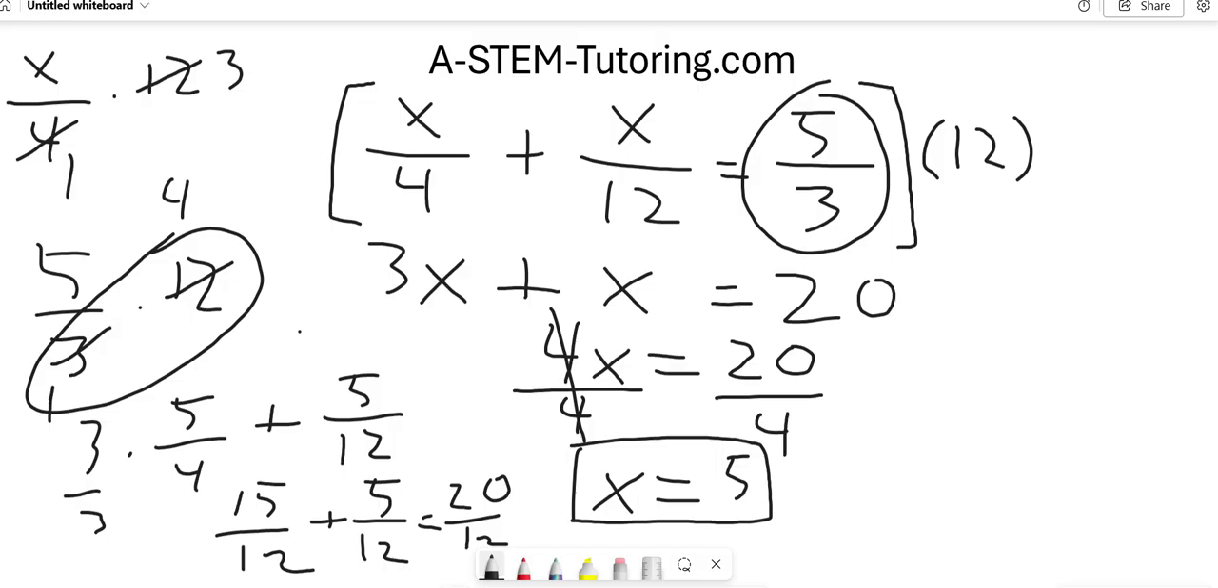This has been a simple lesson in how to solve a rational equation in one variable.